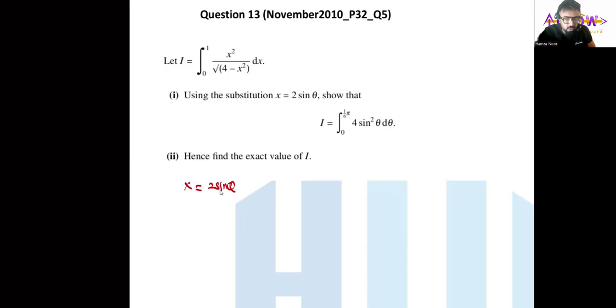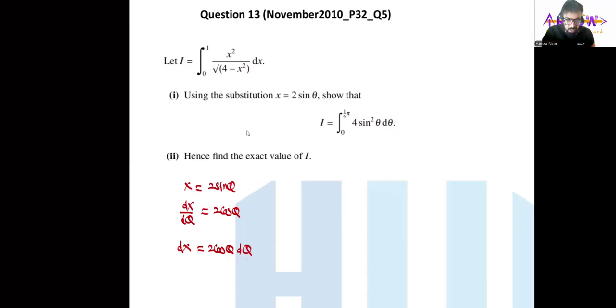Okay, so when x equals 2 sine theta, I'm going to say that dx over d theta equals 2 cos theta. So x is differentiated with respect to theta. This means that when dx is made the subject of this equation, dx equals 2 cos theta multiplied by d theta. All right, so in place of dx, we can write 2 cos theta multiplied by d theta.